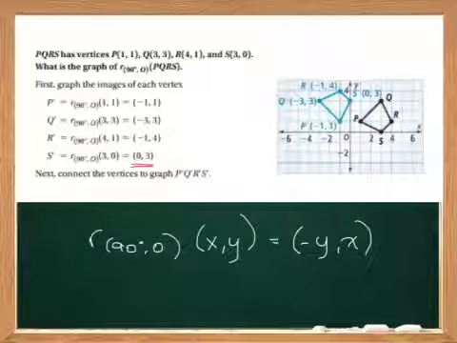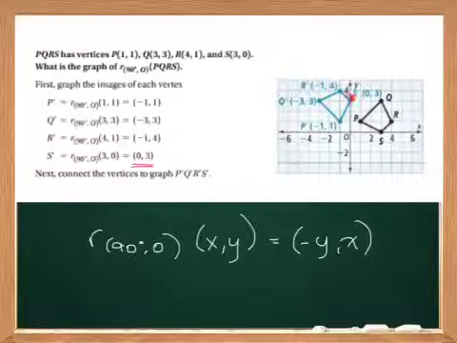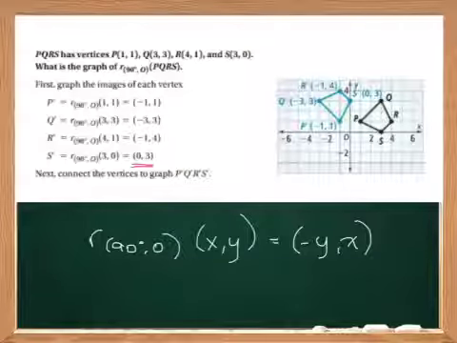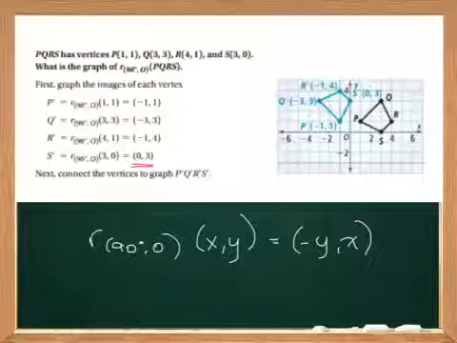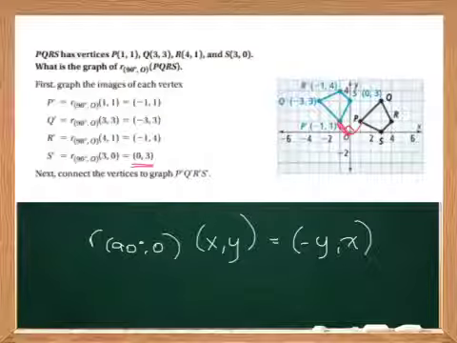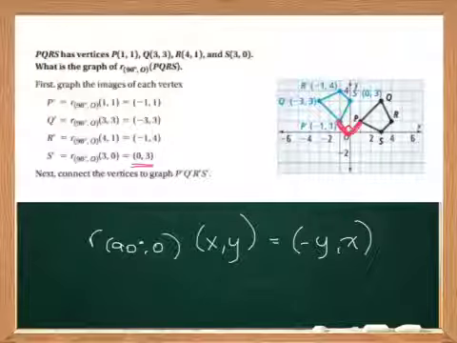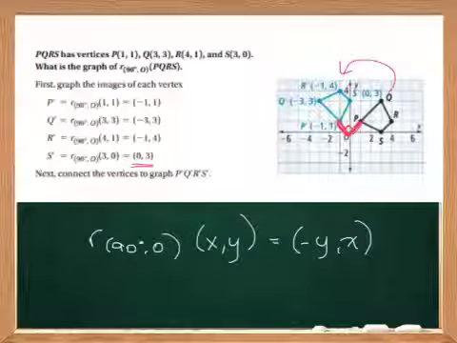We plot the points, so P prime, Q prime, R prime, and S prime. We connect the vertices, and now we have our image. And you can see that we're rotating it about the origin from P to the origin to P prime. This is a 90 degree angle, and it should be. So from the pre-image to the origin to the image makes a 90 degree angle because it was a 90 degree rotation.